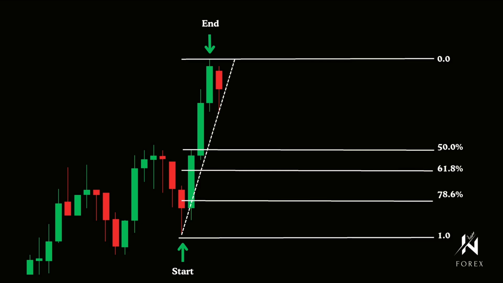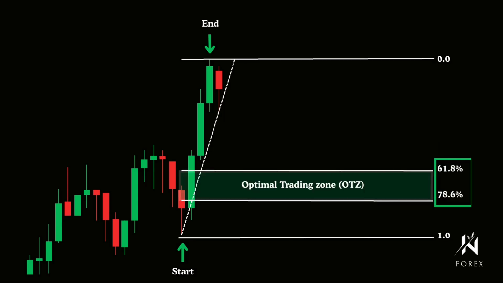We always draw this tool from the origin of the impulsive leg to its termination because it allows us to map out the correction zone. After applying it, you'll see multiple key levels appear on the side. Each of these levels can serve as support and potentially halt or reverse the price when tested.